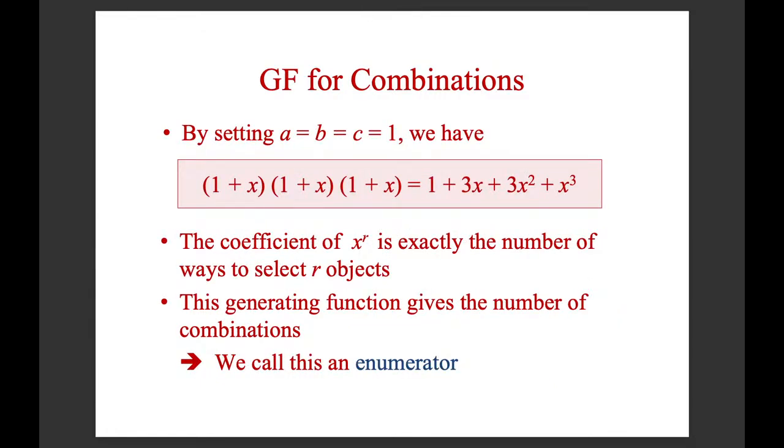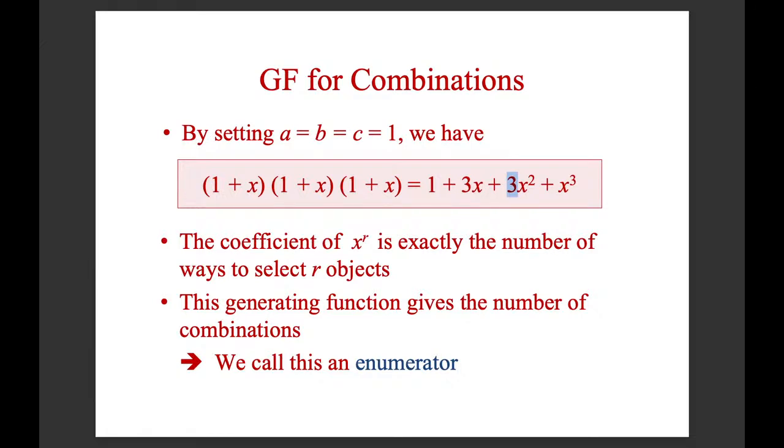So by setting A, B, C to be 1, we will get this expression, 1 plus 3x plus 3x squared plus x cubed, as the expansion of 1 plus ax times 1 plus bx times 1 plus cx. And the 3 here actually comes from a plus b plus c. So there are 3 ways. This 3 comes from ab plus bc plus ca.